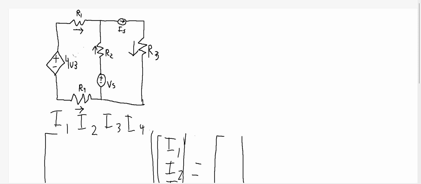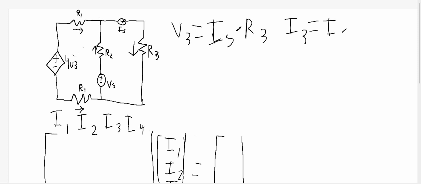So the first thing that I notice when I'm looking at this circuit is that IS is directly connected to R3. So we can immediately determine the current going through that, or the voltage across it, by doing V3 is equal to IS times R3. And that's also going to be I3 is equal to IS. Simple.